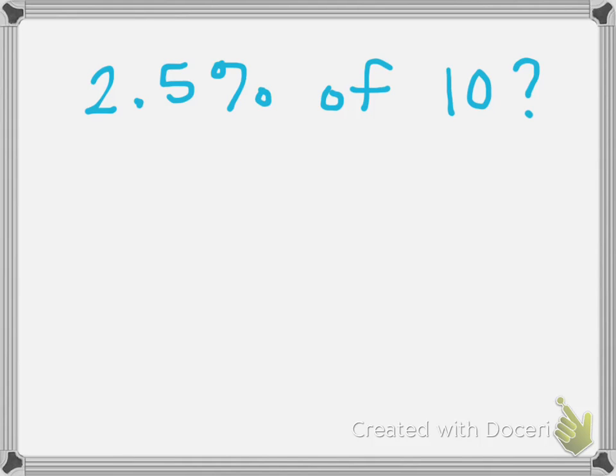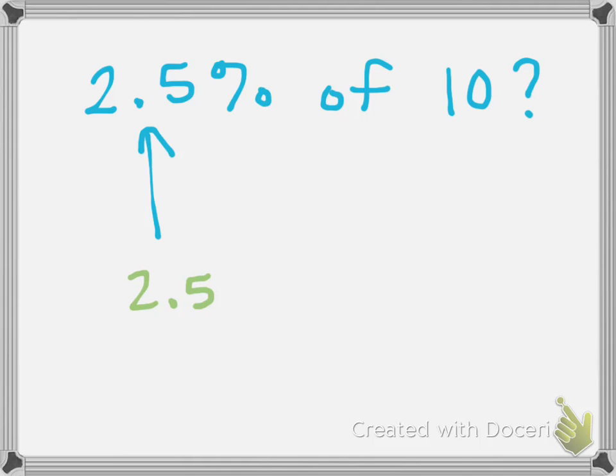How about, what is 2.5% of 10? What is 2.5% of 10? Something you might notice about this is that my percent already has a decimal in it. That is absolutely okay. The way we convert that percent to a decimal is we don't have to find the invisible decimal in 2.5 because it's not invisible. It's right there, 2.5, right in between the 2 and the 5.